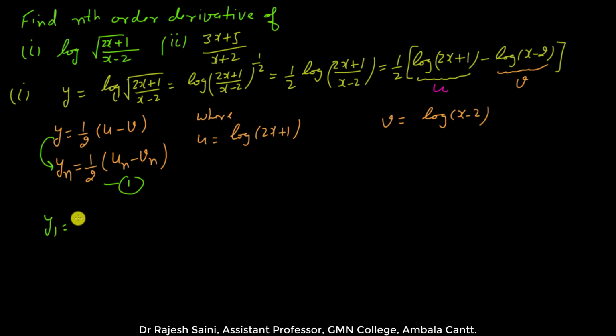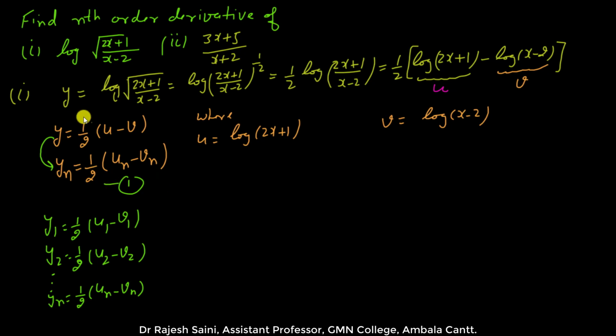It will be y1 is equal to 1 by 2 (u1 minus v1). One more time it will be differentiated, it will be 1 by 2 (u2 minus v2), and if it is differentiated n times, by simple generalization, it will be 1 by 2 (un minus vn). So that is how we have written yn is equal to 1 by 2 (un minus vn). Now we will try to determine the value of un and vn. So we have to differentiate this quantity n times. We will follow simple generalization.